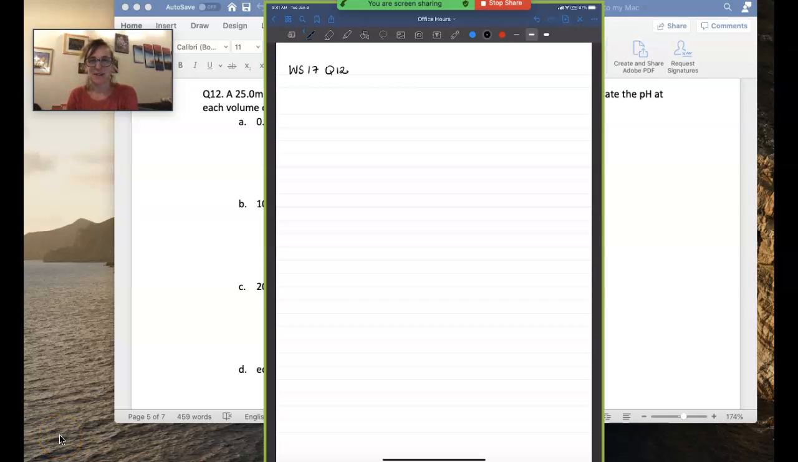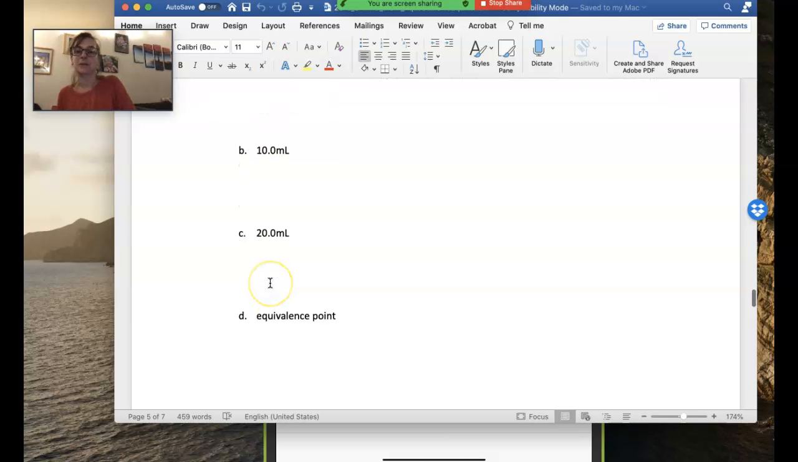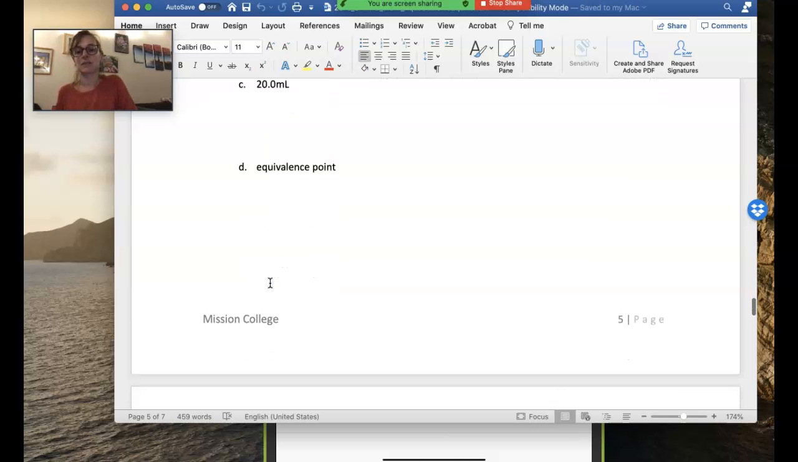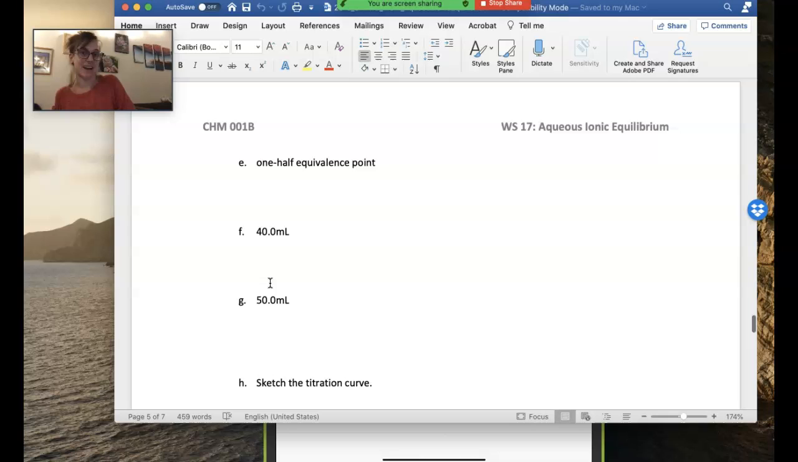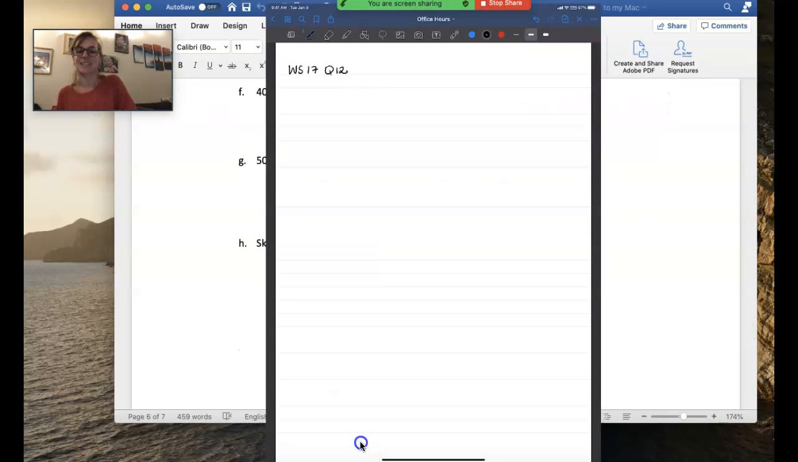Hi everybody, I wanted to work question 12 on work session 17. So this is a titration problem. We have 25 milliliters of 0.125 molar pyridine and it's titrated with 0.1 molar hydrochloric acid. We want to calculate the pH at each of the volumes of the added acid. So we're going to do it at 0, 10, 20 milliliters, the equivalence point, one half the equivalence point, 40, 50, and then sketch a titration curve.